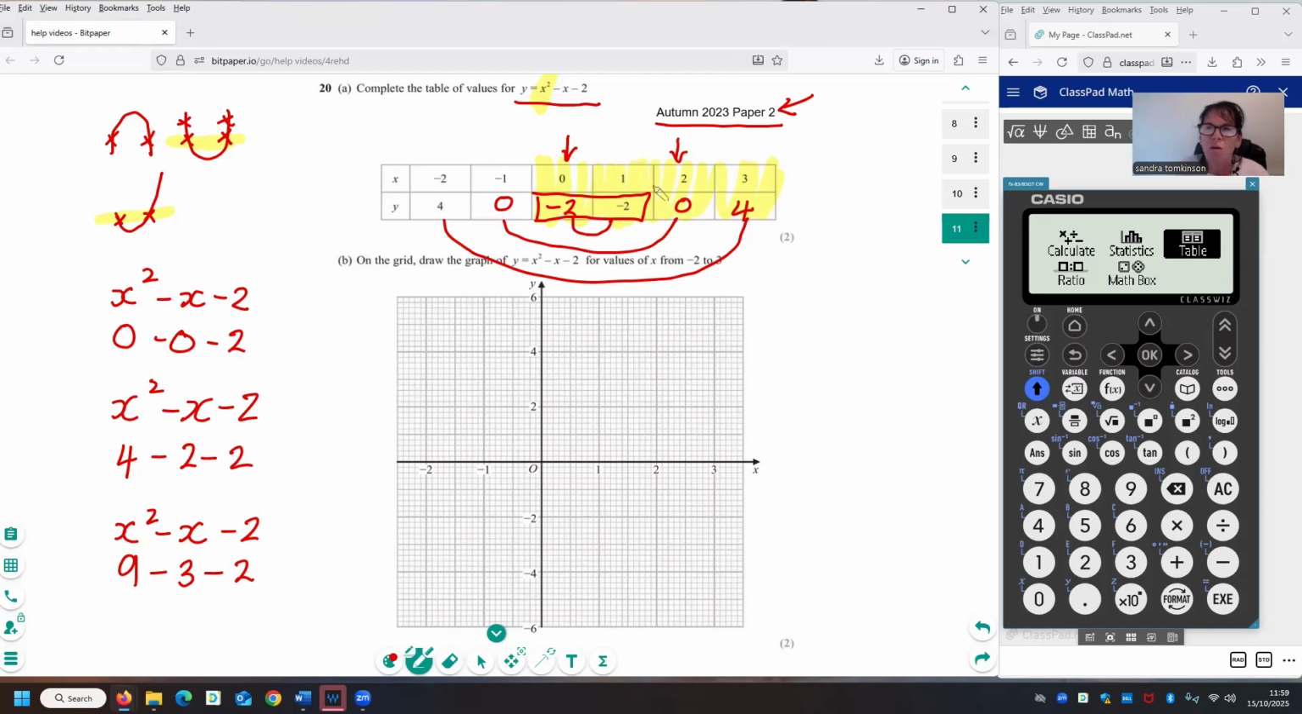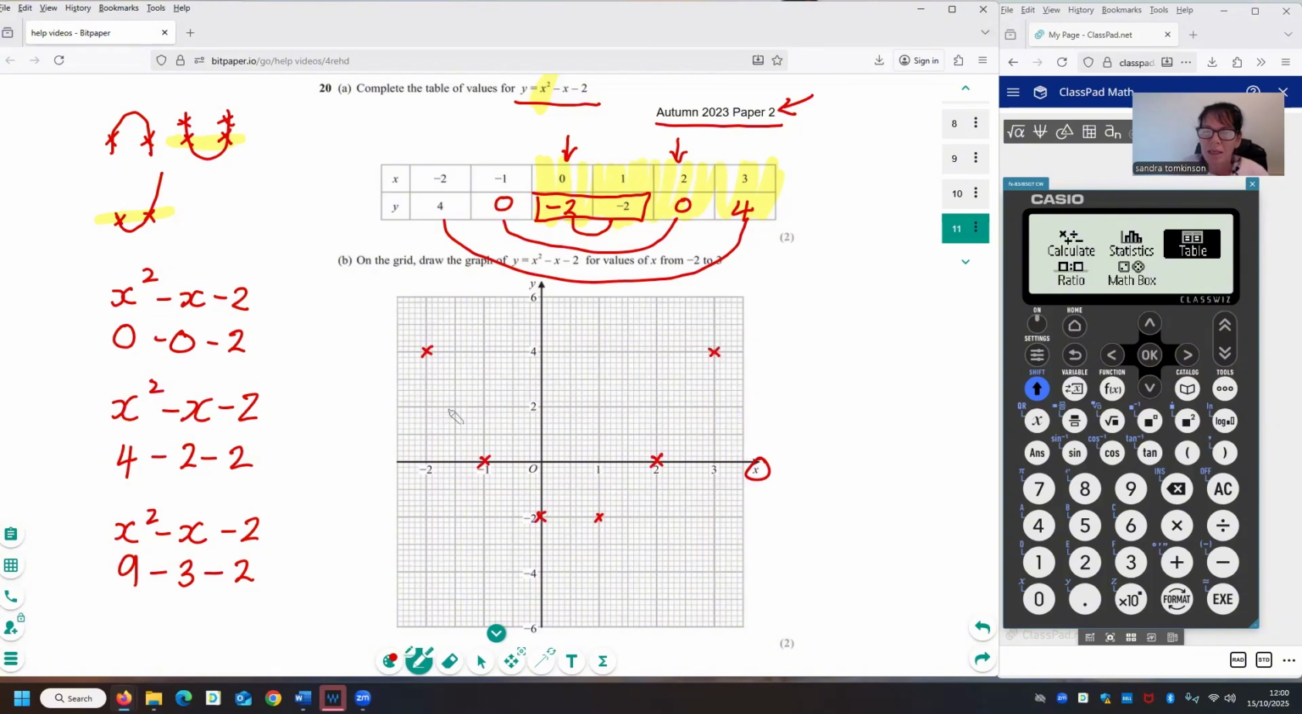We're now going to plot that onto our graph. So when x is minus 2, y is 4. So there's our first cross. Now your cross must be going through that point. The next one, x is minus 1, y is 0. When x is 0, y is minus 2. When x is 1, y is minus 2. When x is 2, y is 0. And when x is 3, y is 4.